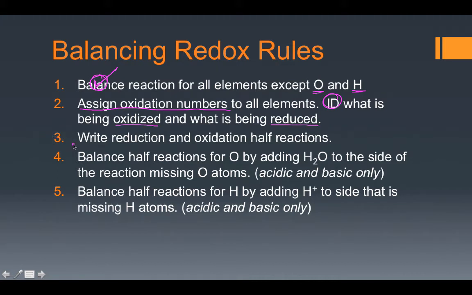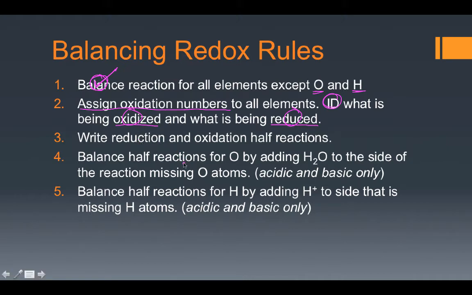In the previous video, we talked about this step, writing reduction and oxidation half reactions. It's simply a matter of identifying what's being oxidized and reduced and writing them as separate reactions, showing electrons as either a reactant in the reduced case or electrons as a product in the oxidized case.